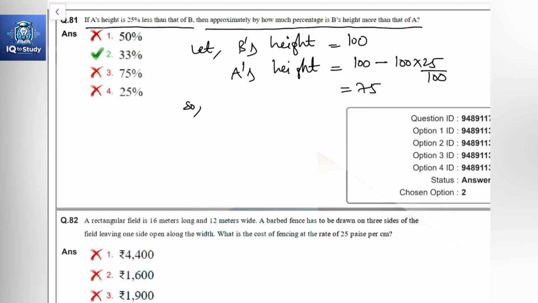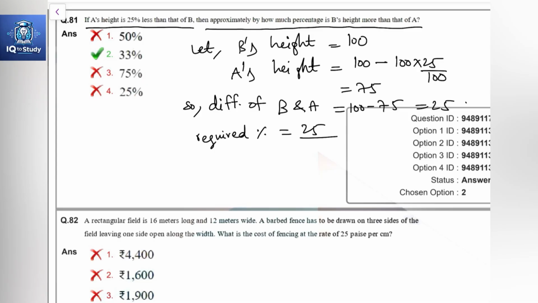So, difference of B and A is equal to 100 minus 75, which is equal to 25. Then approximately by how much percentage is B's height more than that of A? So, required percentage is 25 by 75 into 100, which is equal to 33.33%, option number 2.